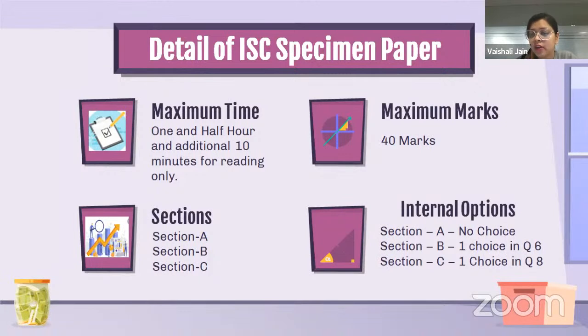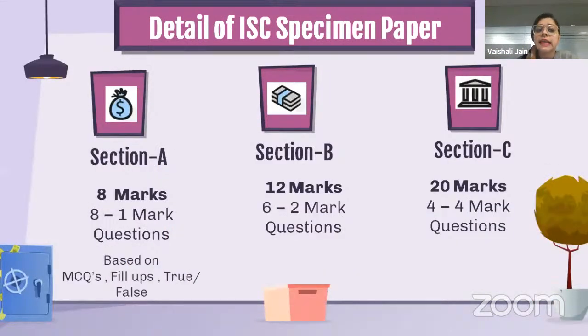So in section A, we do not have any choice as of now. In section B, there is only one choice, in question 6. And in section C also, there is only one choice, in question 8. I will show you the question paper, the specimen paper, and then we will discuss it in detail. So section A, I just told you there are 3 sections, A, B, C. Section A basically comprises question 1.